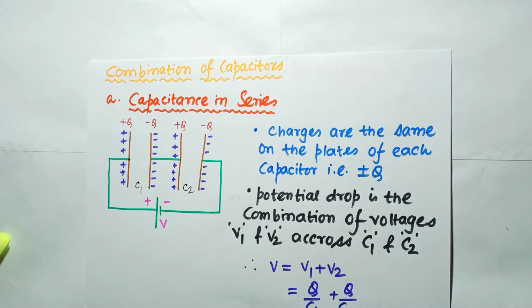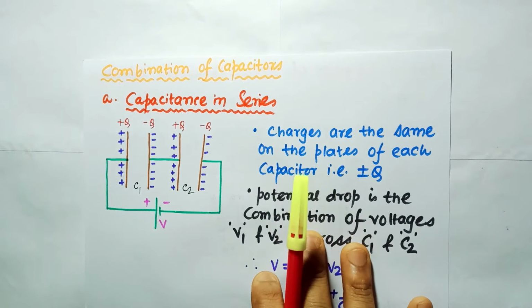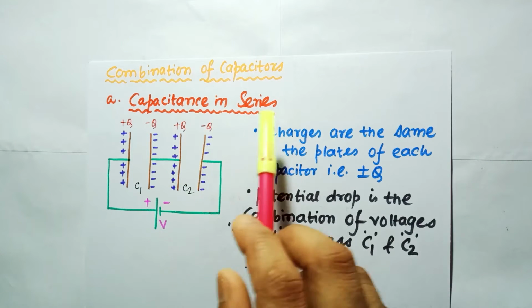So we can start with the combinations of the capacitors. There can be two simple and common types of connection, called the series and the parallel combination. There may be some more complicated connections, but they can also be related to combinations of series and parallel connections. So first we will start with capacitance in series.